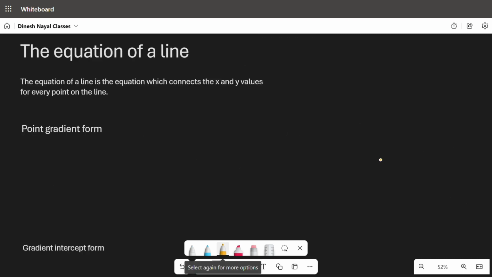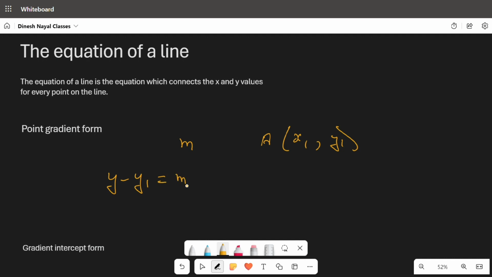Now the equation of a line. The equation of a line is the equation which connects the x and y values of every point on the line. First we have the point gradient form. If you have to form an equation of a line whose slope m is given, and it is passing through point A with coordinates x1, y1, then with the point gradient form you write y minus y1 equals m times x minus x1. This is the point gradient form.